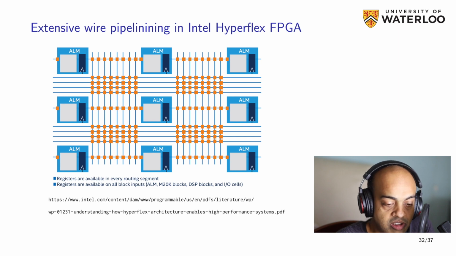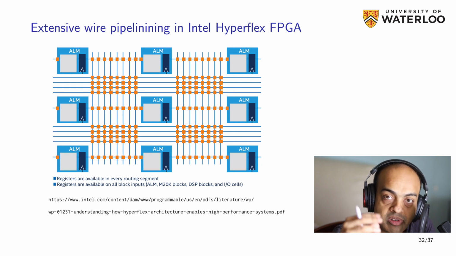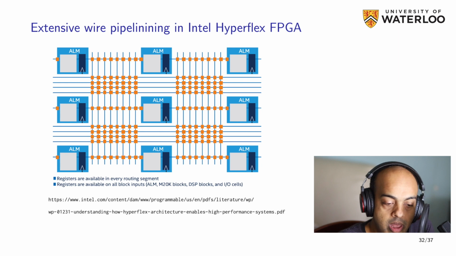And in contrast, you will also notice that modern Intel FPGAs have extensive pipelining in the fabric. So not only do you get pipeline registers explicitly, you can also get these implicit registers scattered throughout the fabric, and then you can choose to use them or not depending on where your delays are, right? So the wire pipelining component of FPGA design is now significantly cheaper with the new Intel HyperFlex FPGAs.